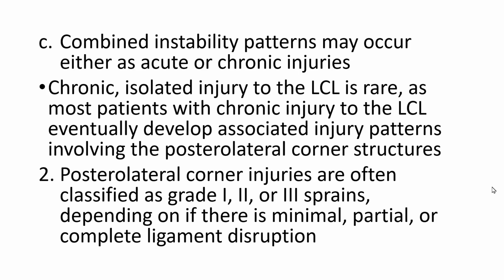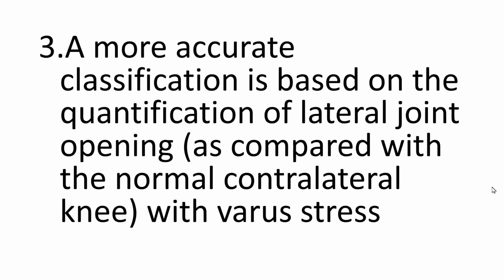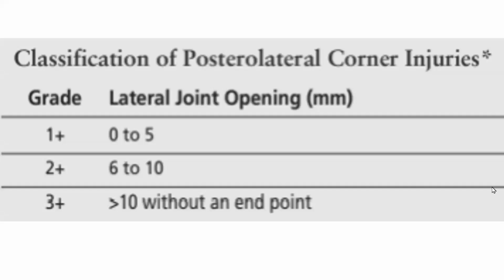Posterolateral corner injuries are often classified as grade 1, 2, or 3 sprains, depending on if there is minimal, partial, or complete ligament disruption. A more accurate classification is based on the quantification of lateral joint opening as compared with the normal contralateral knee with varus stress. This is a classification of posterolateral corner injuries, and this is the grade. 1 plus is 0 to 5, 2 plus is 6 to 10 millimeters, and 3 plus is more than 10 without an endpoint.